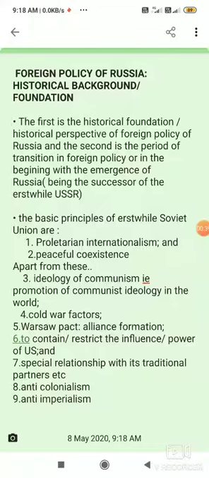So when we learn the foreign policy of Russia, we categorize it in two parts. The first is the historical foundation, that is the time when the Soviet Union actually came into existence, and the second part is the period of transition, when this erstwhile Soviet Union got disintegrated and Russia became the legal heir of the Soviet Union.